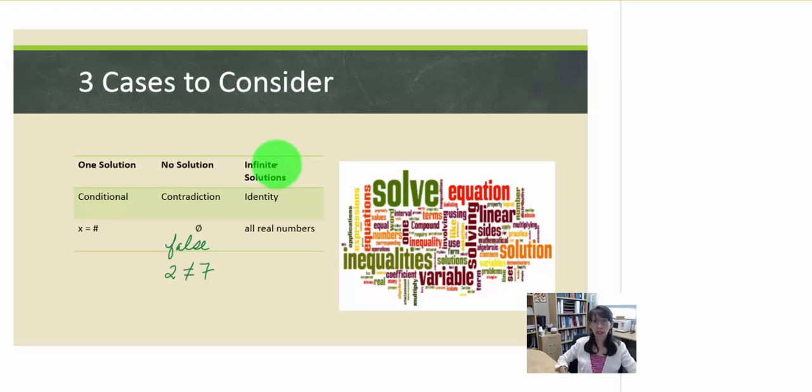Finally, the case with infinite solutions. That's called an identity. And there are so many solutions that we could never list them all, so we call those all real numbers. You'll end up with some true statement like 2 equals 2. Well, we know that is true, so if we end up with something like that today, we'll know that there are an infinite number of solutions to our equation.